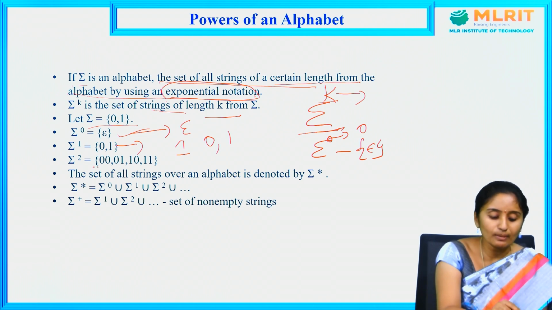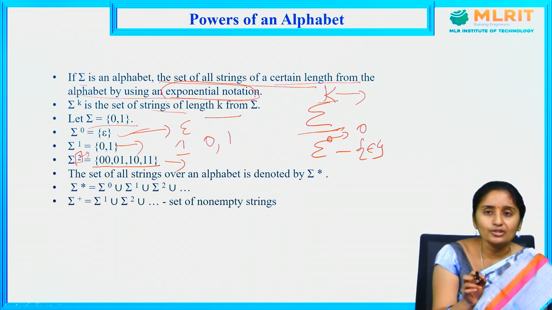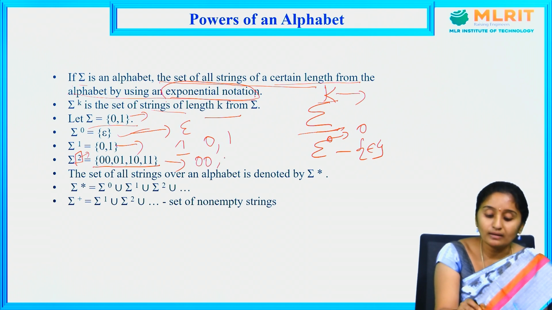Next, coming to sigma power 2. Sigma power 2 is nothing but 2-length strings; the power 2 is representing the length of the string. So each string should have length 2. See here, my alphabet is sigma equal to {0, 1}, so with length 2 I can write 00, 01, 10, 11. But I cannot write 111.